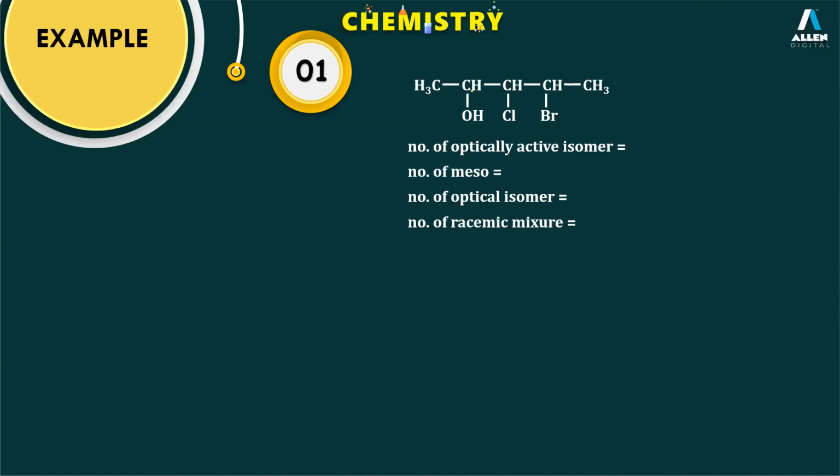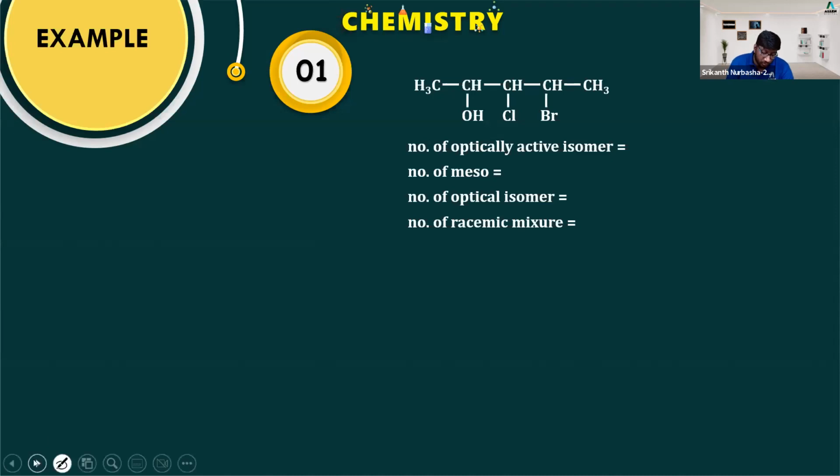Unsymmetrical. CH3, CHOH, CHCl, CHBr, CH3. It is going to be unsymmetrical. Unsymmetrical molecule, number of optically active isomers will be how much? 2 power n. Number of meso will be 0. Number of optical isomers total, that is active plus meso, 2 power n plus 0, that is 2 power n. Number of racemic mixtures will be half of the number of optically active isomers.